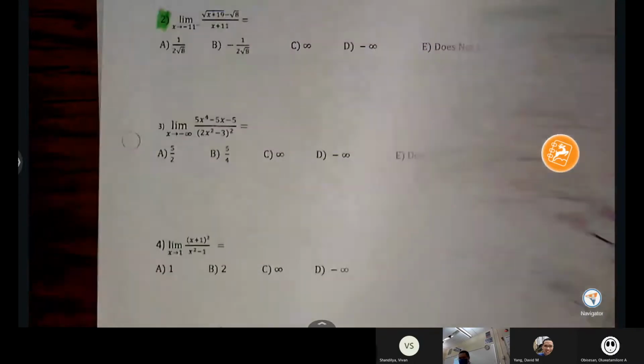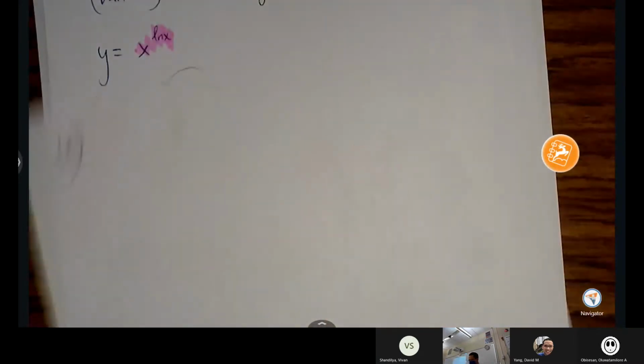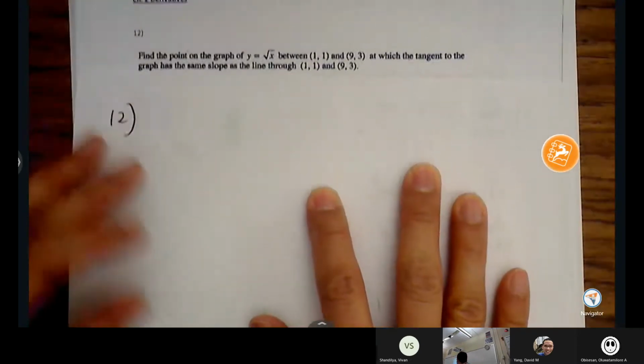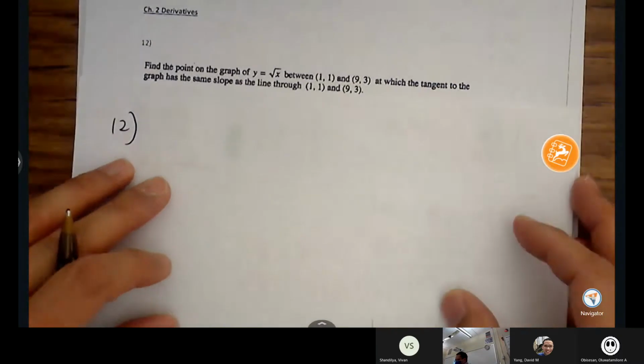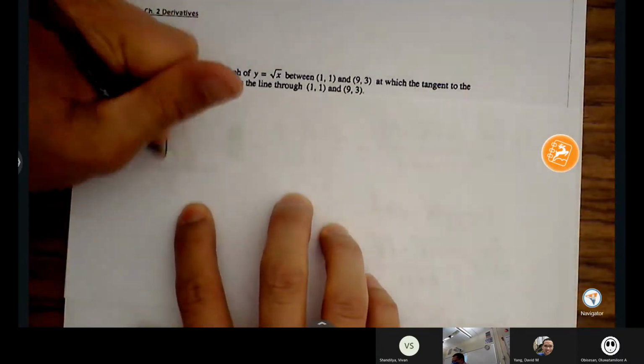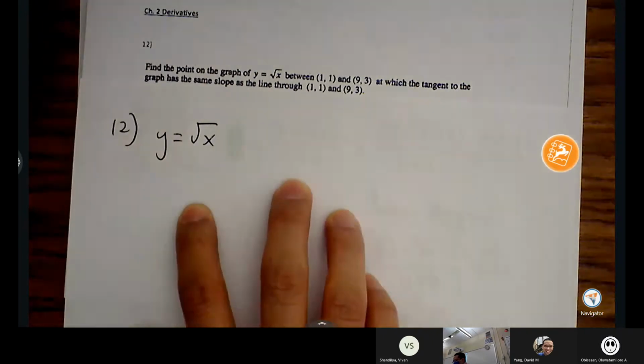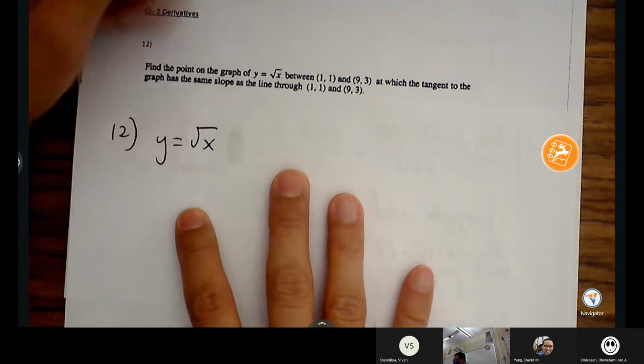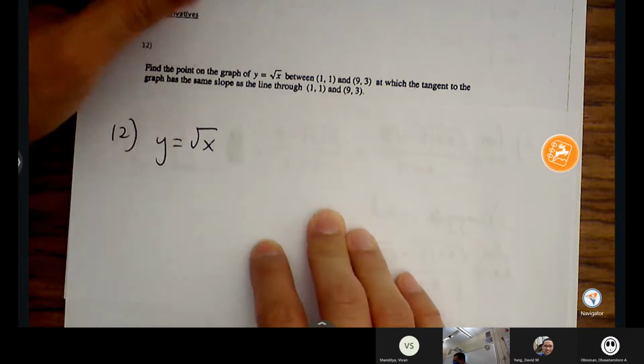Let's skip to number 12. Number 12 says, find the point on the graph of y equals square root of x where the tangent to the graph has the same slope as the line through (1, 1) and (9, 3).